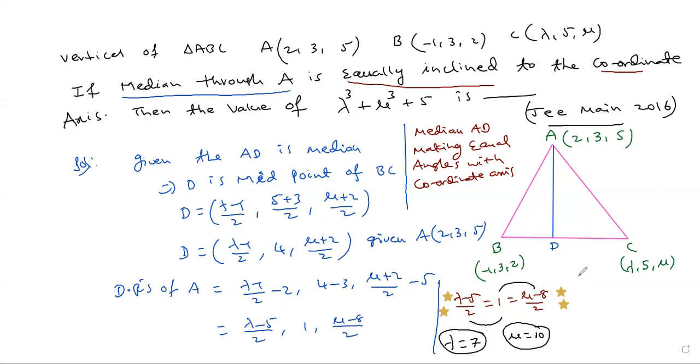Now finally, what do we need? Lambda cube plus mu cube plus 5, which is what? 7 cube plus 10 cube plus 5. Okay, 7 cube plus 10 cube plus 5, calculate it. This total value gives 1348. Good question, easy one. Just note it down. If you have any doubt, you can ask.